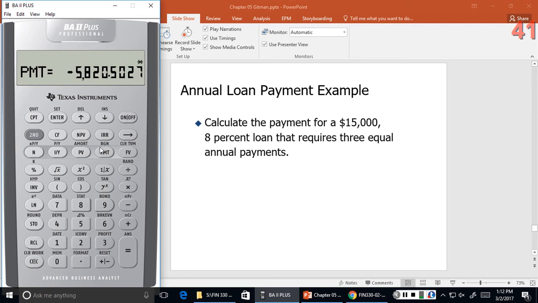And this tells me that I would have a payment of $5,820 per year for 3 years, and I will have paid off the $15,000 plus the interest that accrued during that time. So did everybody come up with $5,820.50?